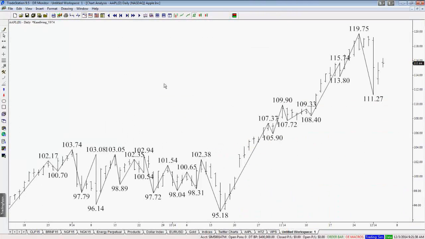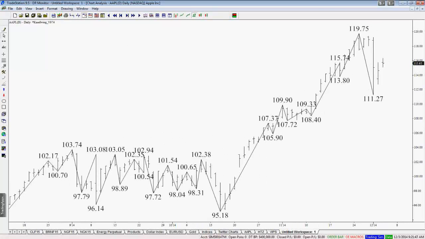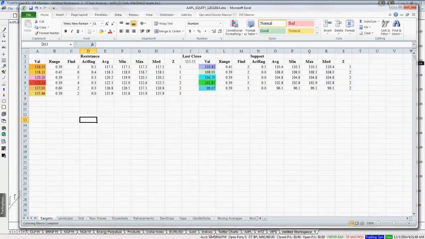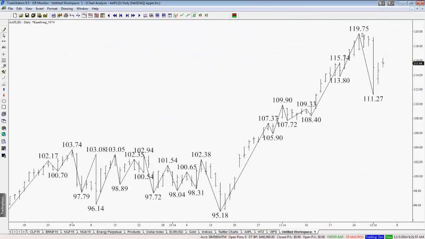Let's actually look at our move up here on the daily chart with our Kase swing indicator, and let's start looking at our analysis. So when we look at the analysis, the main wave that I'm concerned with right now in trying to predict where the market is going, the longer term, bigger picture, is this 95.18, 119.75, 111.27.